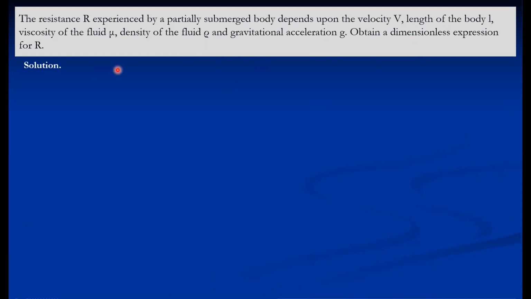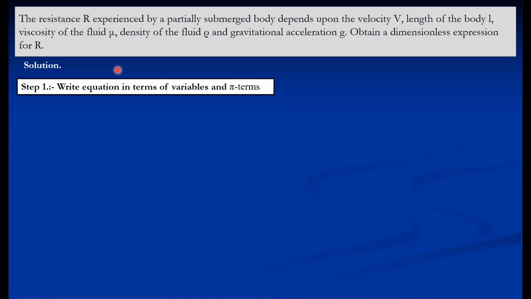Now, for the solution, there are certain steps. Generally for solving this problem, there are 5 steps you are supposed to follow, and if you follow the 5 steps, in the 5th step you will get the answer. So in the first step, we have to write the equation in terms of variables and pi terms. There are 3 equations in this particular step, 2 equations in terms of variables and 1 equation in terms of pi.